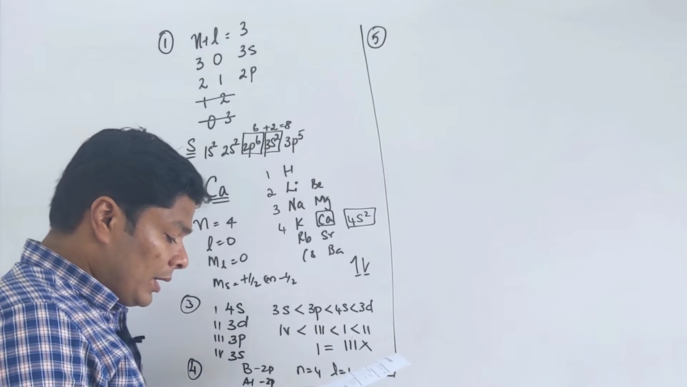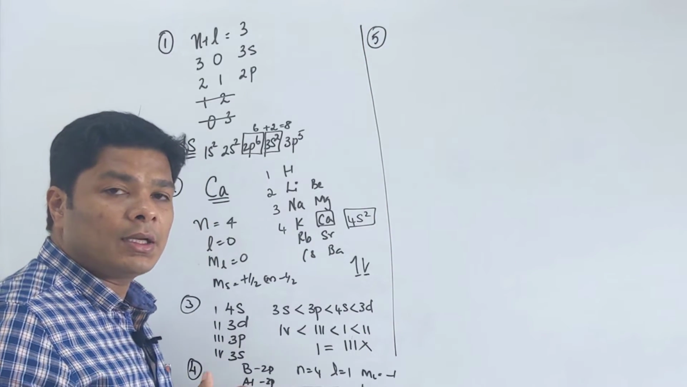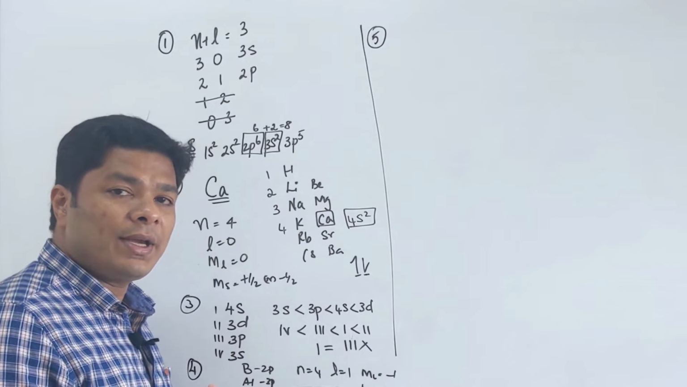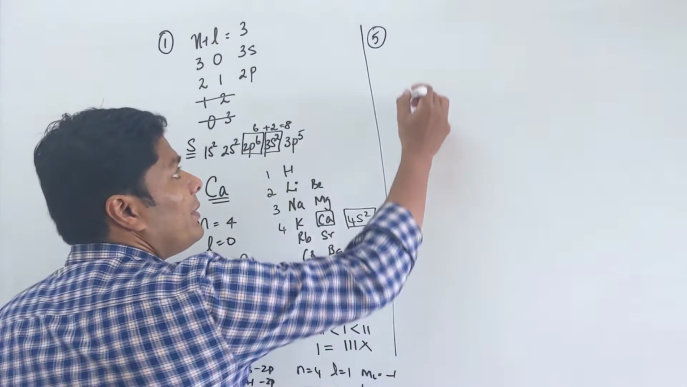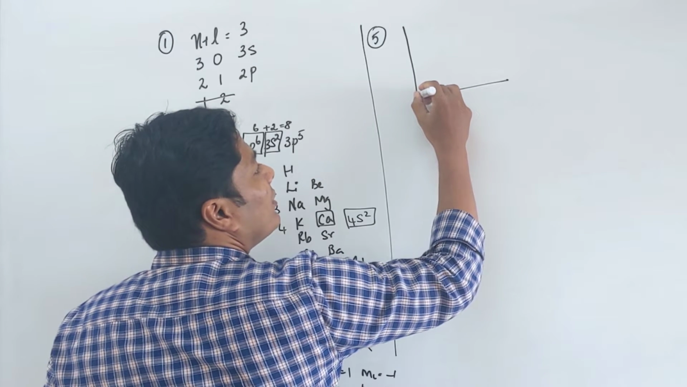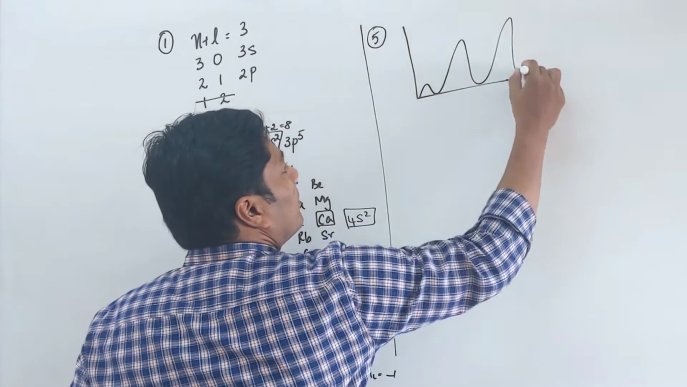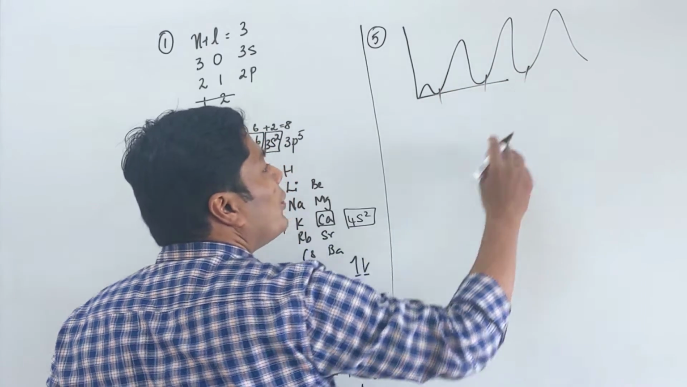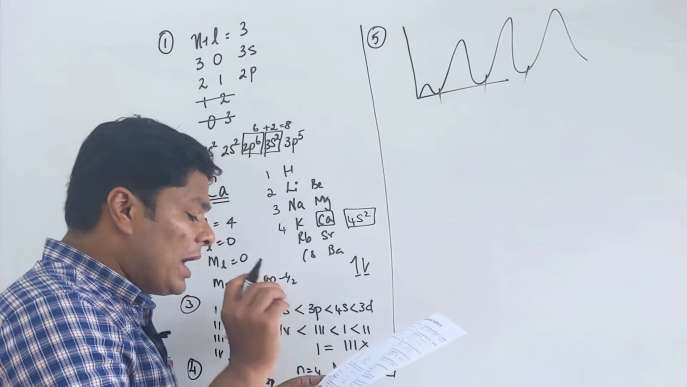Number 5. The radial distribution curve. The curve is not that important. Radial means for you guys it is spherical. So the distribution curve is about spherical nodes. Basically the curves are probability curves. These are all nodes. You don't need to know all this. All I need to know is radial distribution.